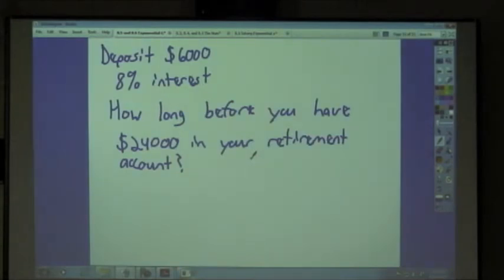Okay, the next question is, same retirement account, $6,000, 8% interest. How long before you have $24,000 in your retirement account?